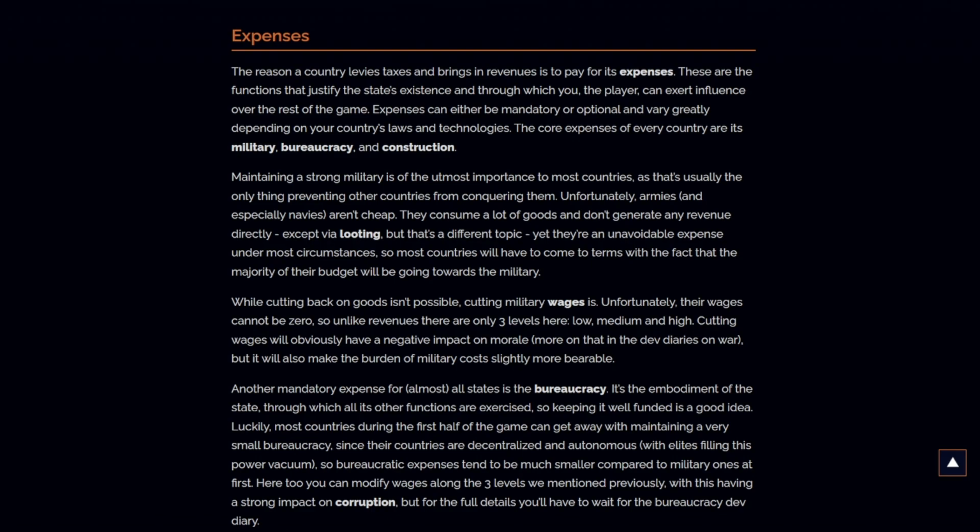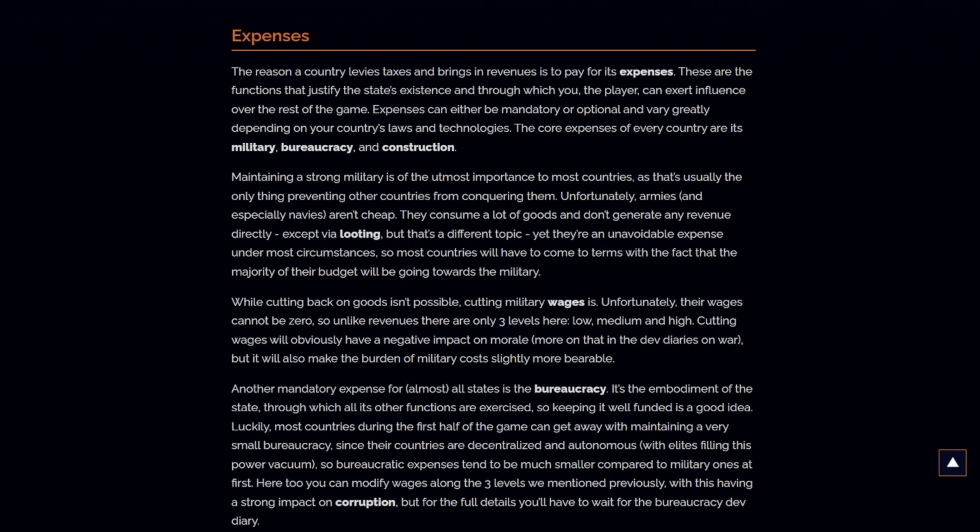Expenses. The reason a country levels taxes and brings in revenue is to pay for its expenses. These are functions that justify the state's existence and through which you, the player, can exert influence over the rest of the game. The 3 areas are military, bureaucracy, and construction. Maintaining a strong military is of utmost importance to most countries and is usually the only thing preventing them from being conquered by others. Unfortunately, armies, and especially navies, aren't cheap.